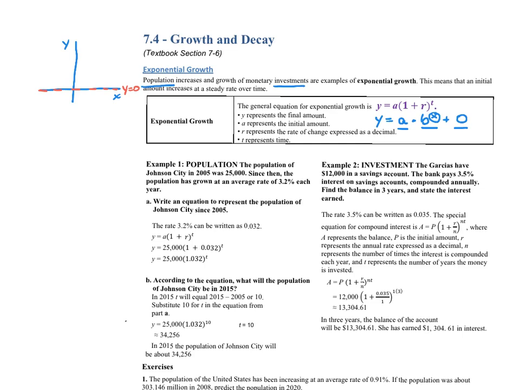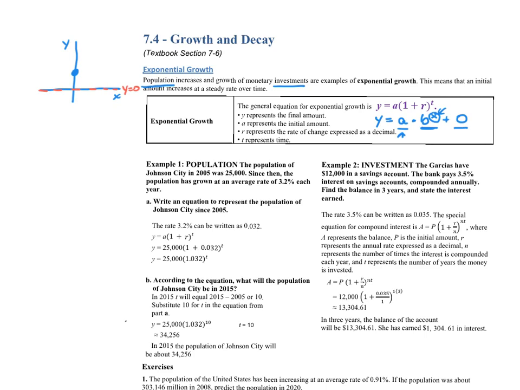And the a value is always going to be our y-intercept. That's where our model is starting when x is 0. Okay, and last but not least, b is the growth factor or the decay factor.